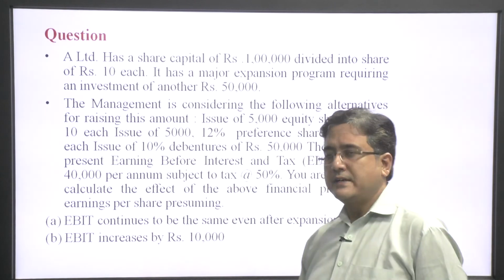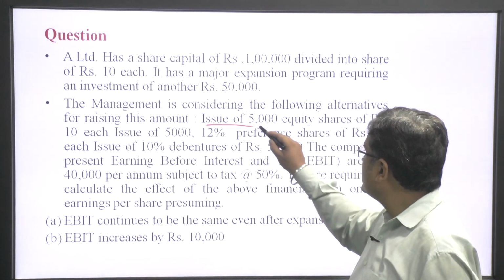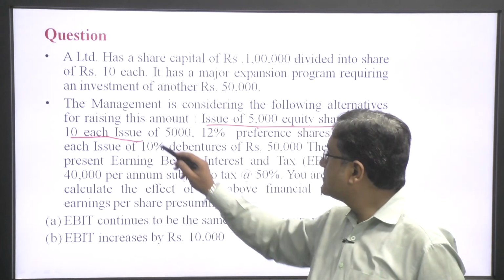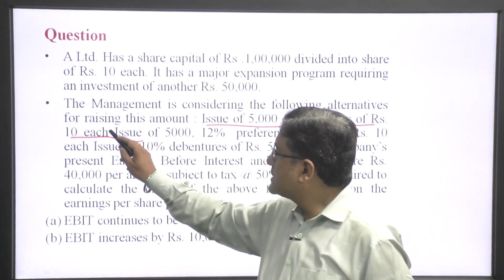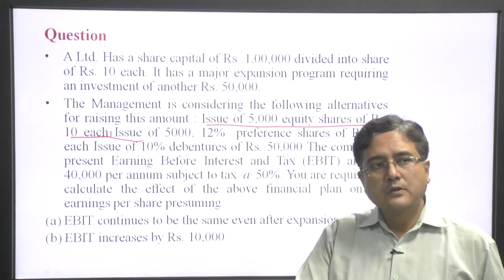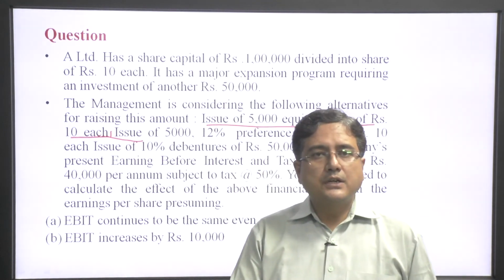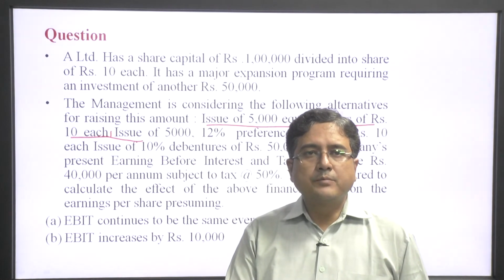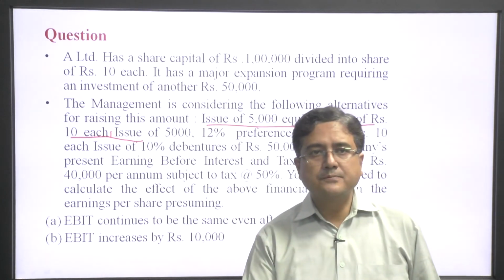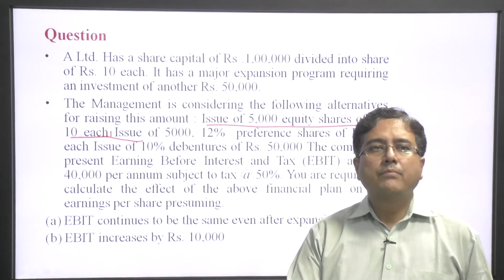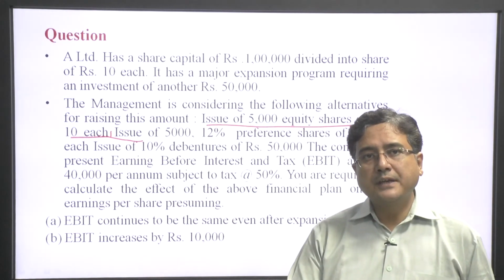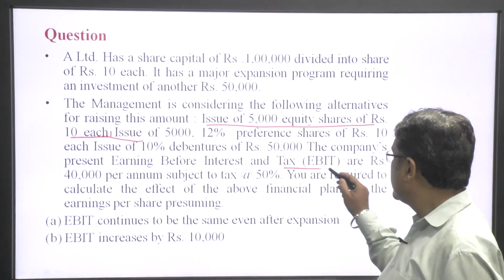So, the first alternative is the issue of 5,000 shares of rupees 10. Second is 5,000 12% preference shares. Next is the issue of 10% debenture of 50,000. EBIT is given and tax is also given.